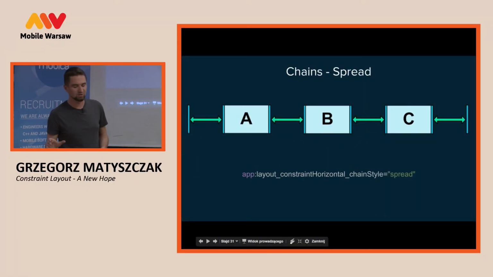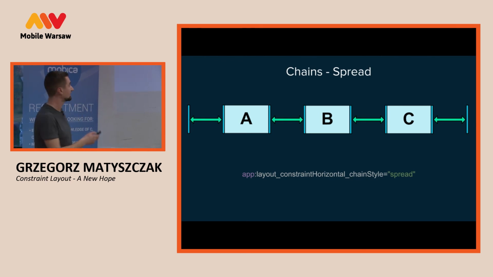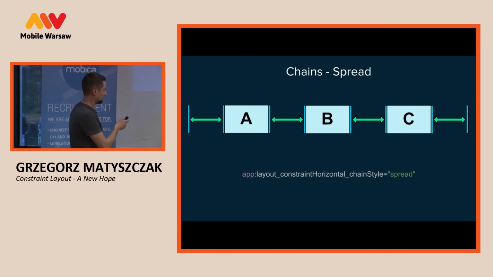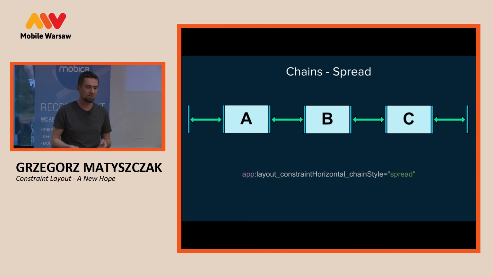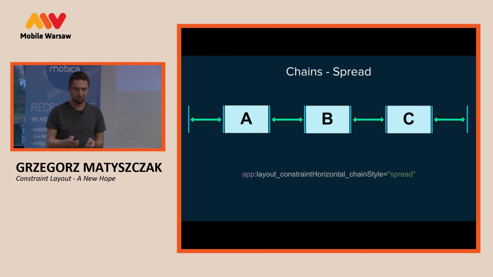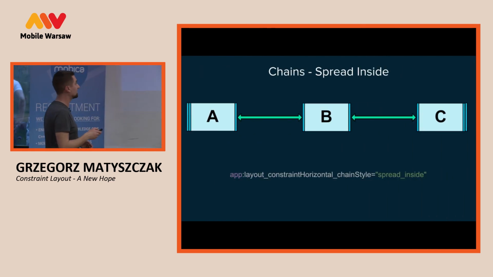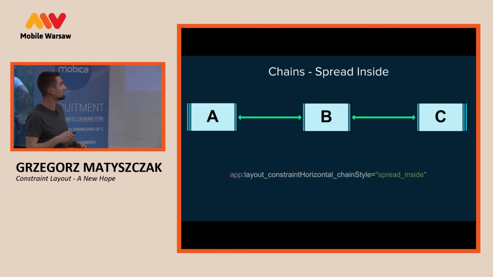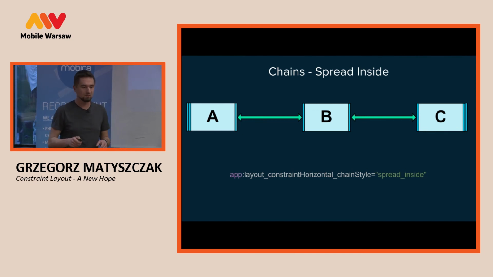What can we actually do with the chain? There are a few styles that we can set to our chain. The default one is spread, which means that all the views will take available space. This available space will be divided between the views in the chain. That's the simple idea. And the other style is spread inside, which means that the available space will be divided just between the middle views, and not the leftmost and the rightmost view.